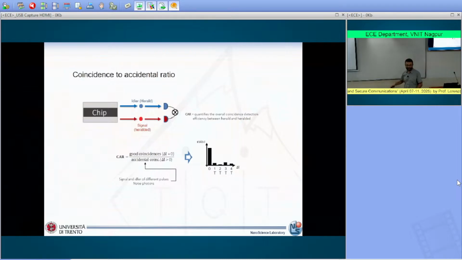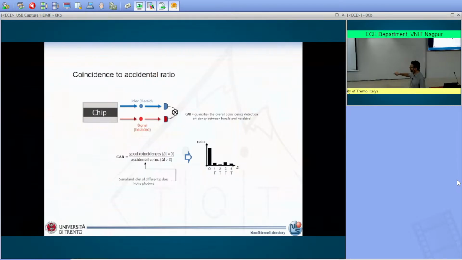And then the noise is when the detector clicks, either one or the other detector clicks. So in this case, you have a situation where the photons, the clicks, do not represent a good count, a good coincidence. Therefore, what you do is quantify the noise in your source by measuring the ratio between the good coincidences, those that happen at delta t equals 0, and what you call the accidental coincidences, those that are caused by the noise.